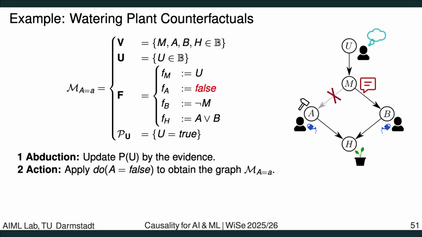Then we intervene, right? We want to know, okay, but what would have happened if A didn't water the plant? So we do an intervention here. We cut this edge. Sometimes, I'm not sure if I've mentioned this, interventions are also marked with some sort of hammer. So then we just remove this edge and put this hammer here to say, okay, it's not the normal observational state of the graph.